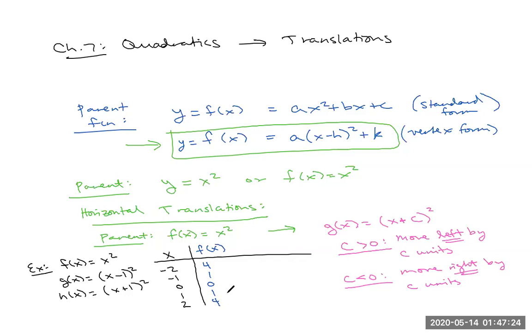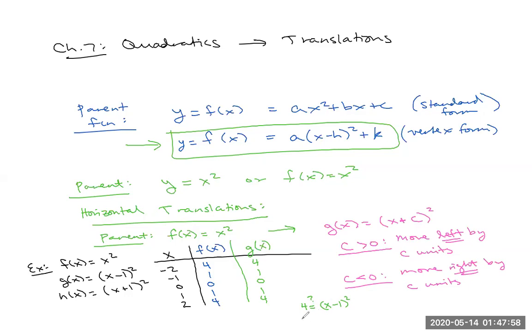Okay, now essentially what I'm gonna wanna do for this next bit, for g of x, I wanna figure out when will I get the same y values? So for this part, 4, when is that equal to x minus 1, the quantity squared? This is for g of x.